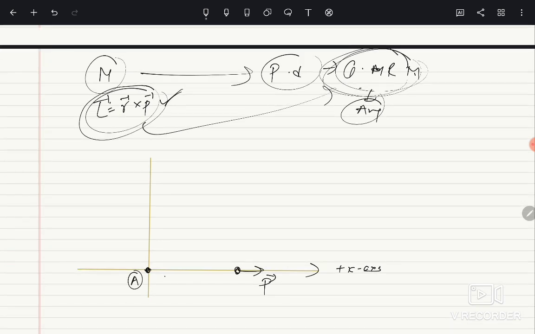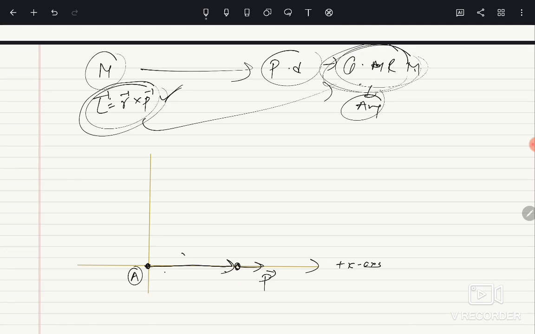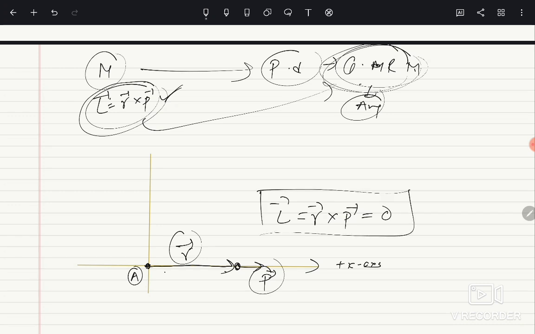Now we draw the position vector from this point of observation to the place of the particle having momentum p and give it the name r. Here we can clearly see that r and p are both parallel, and in mathematics the cross product of two parallel vectors always comes out to be 0. So in this case, when the point of observation is A, the angular momentum of this particle moving along the x-axis comes out to be 0. So is the quantity of rotational motion also 0 here?